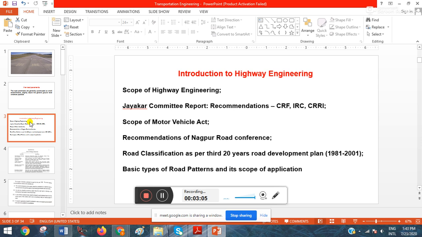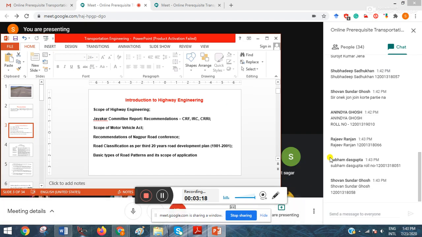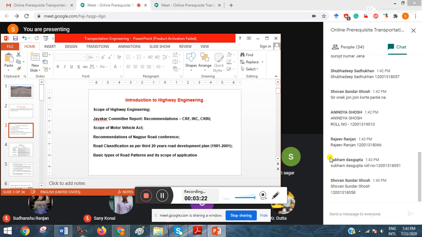Then scope of Motor Vehicle Act, recommendation of Nagpur Road Conference, road classification as per the third twenty years road development plan 1981 to 2001, basic types of road patterns and its scope of application. So 6 to 7 classes are needed to complete this introduction to highway engineering. Basically theory portions are covered in this section.